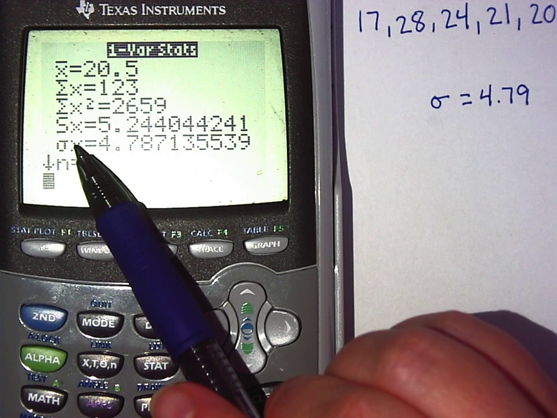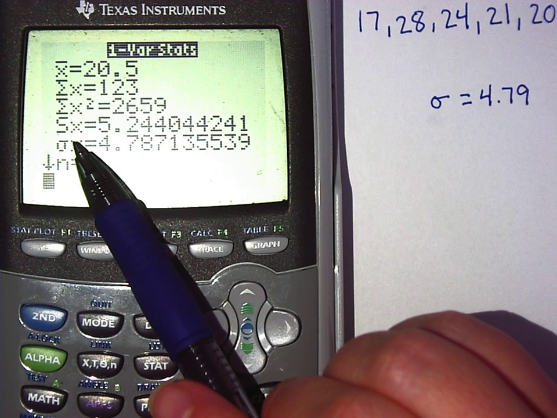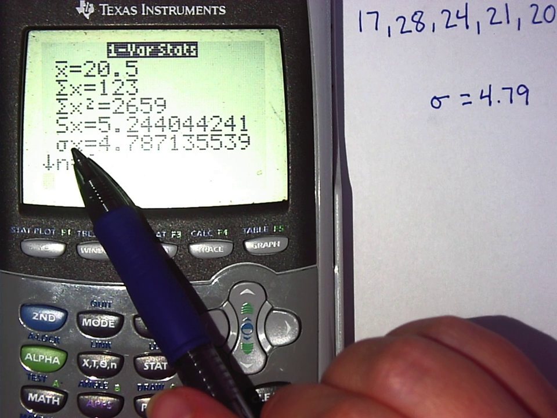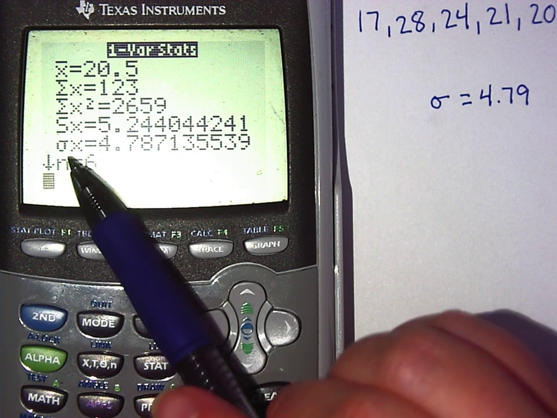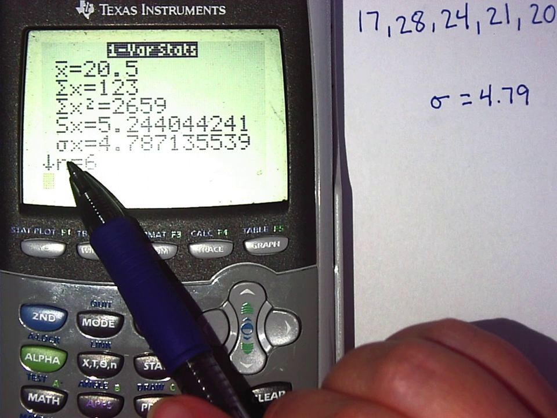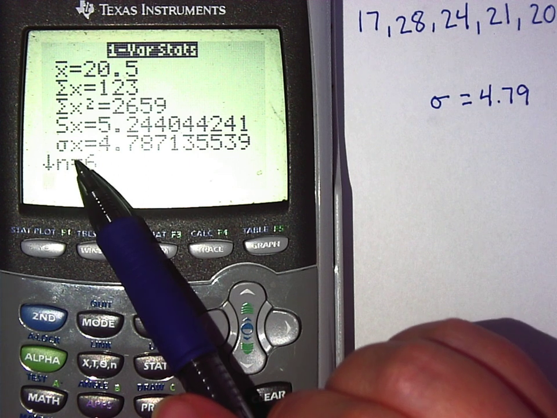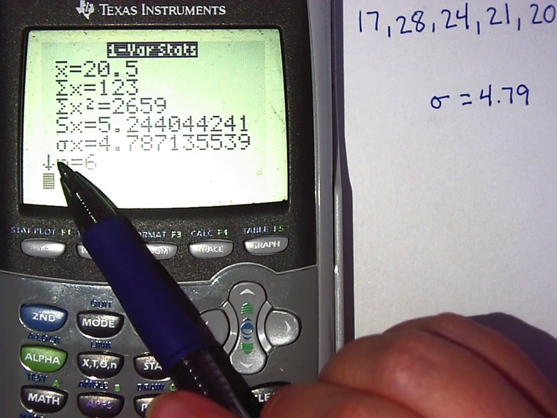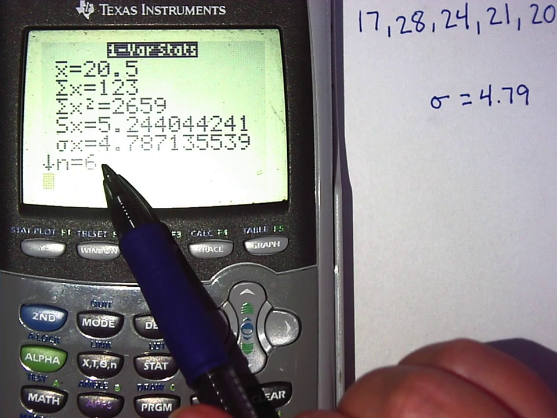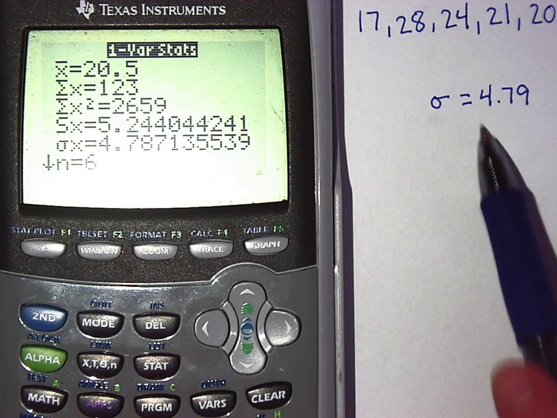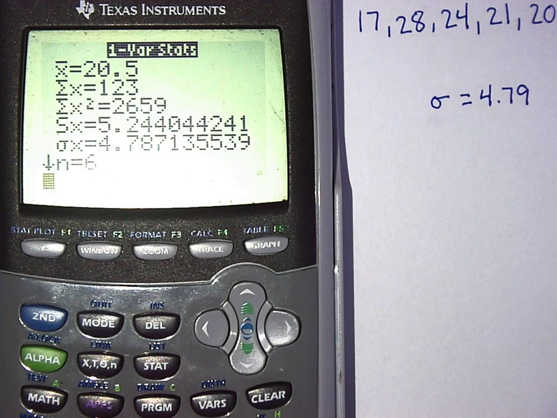Do you remember what S is? S is sample standard deviation. That's the one we learned yesterday. Sigma is population standard deviation. The only reason there's an X after it is it's saying the population standard deviation of this data set is, do you see how that number is 4.78 and we had 4.79, but rounded up it would have been 4.79? So that's how easy it is.